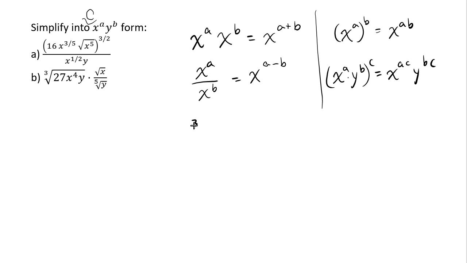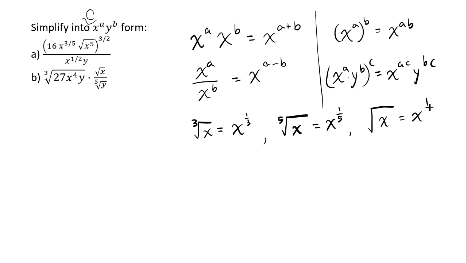So if you have a cube root of something, that's same thing as 1/3 power. Fifth root of something, that's equal to 1/5 power. And like square root of x to the 5th, well, square root is really 2 that's missing. There should be a 2. This square root is the same thing as 2 being here, so it's 1/2.